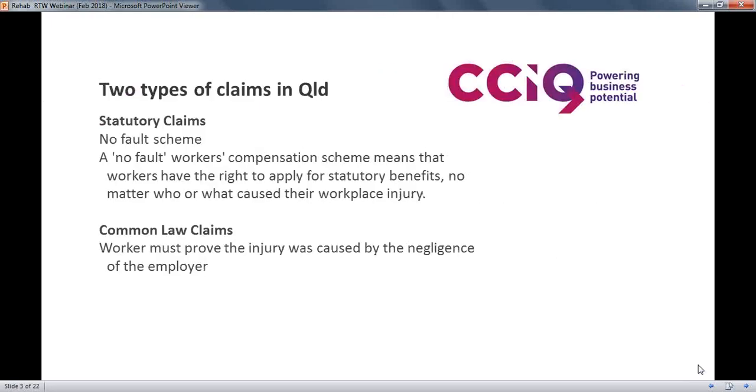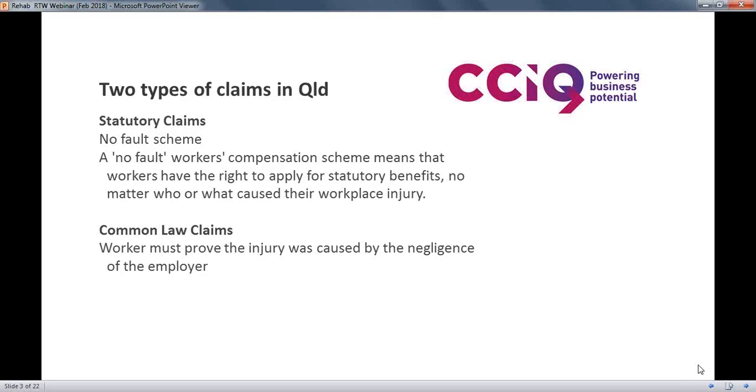First of all, as I'm sure many of you are aware, there's two types of workers' compensation claims in Queensland. There's a statutory no-fault claim. If a worker is injured in the course of their employment and the application is accepted by WorkCover, then WorkCover may pay the compensation during their medically certified absence from work, as well as reasonable and necessary medical, hospital and any rehab expenses. As I said, this is a no-fault scheme, so the worker is going to be covered irrespective of the cause of the injury.